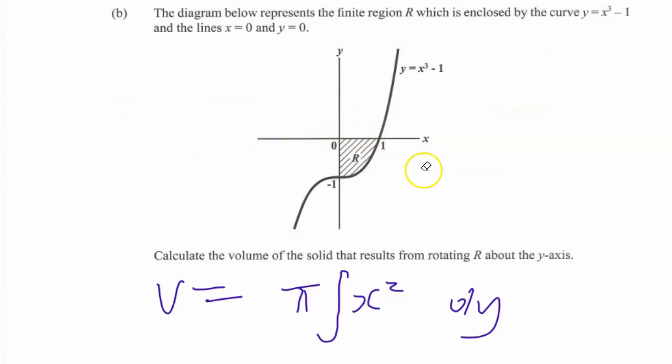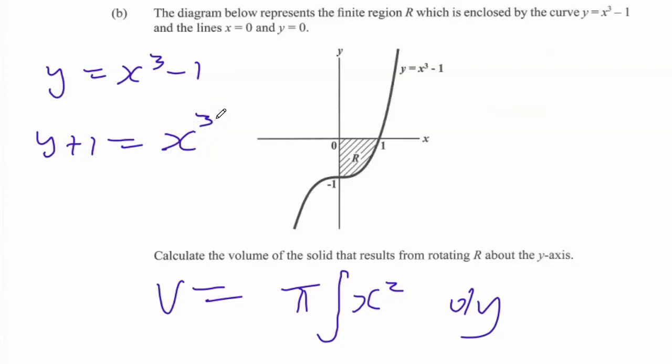So we need an expression for x squared. Now we know y equals x cubed minus 1. So we need x squared. What we can do is add 1 to both sides. We end up with y plus 1 equals x cubed. But remember, we want x squared. So how can we move from x cubed to x squared? We can raise both sides to the power of 2/3.